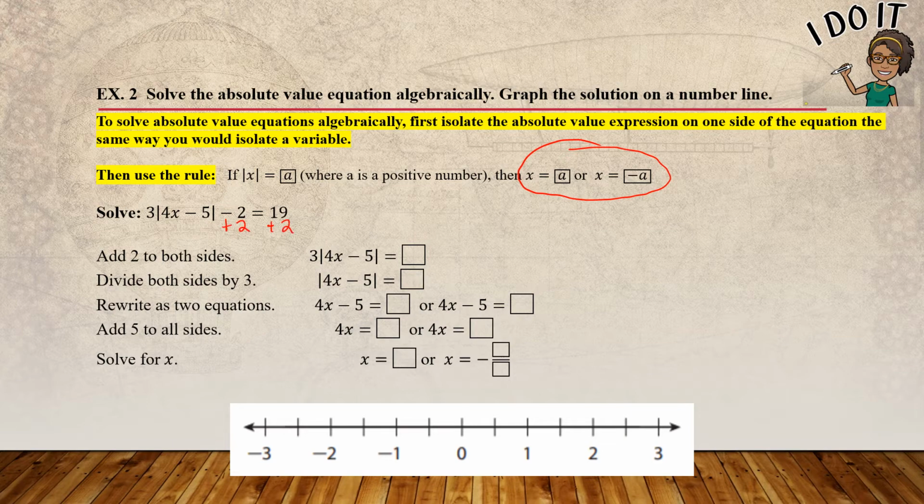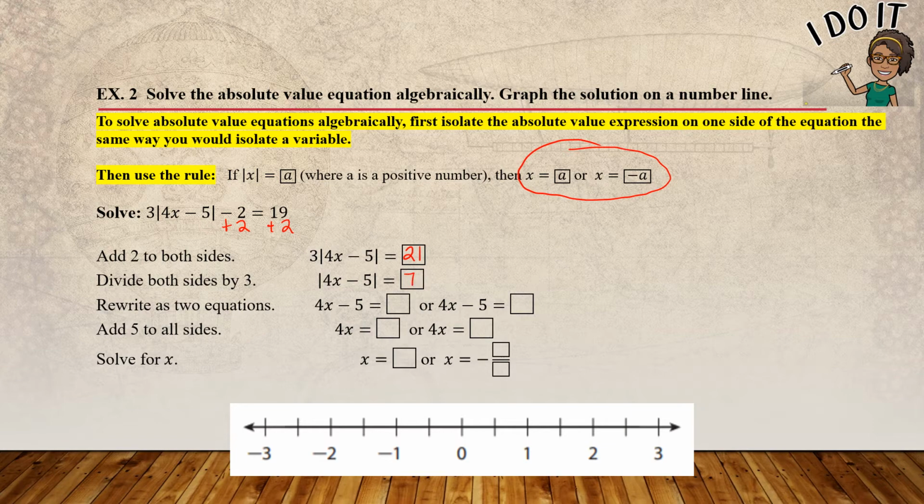When we add 2 to both sides, we are left with 21 on the right, and everything else, the 3 times the absolute value of 4x minus 5 on the left, remains the same. Then we go about this like we would if we were solving a linear equation. We divide both sides by 3, so the left remains the absolute value of 4x minus 5, and 21 divided by 3 gives us 7.